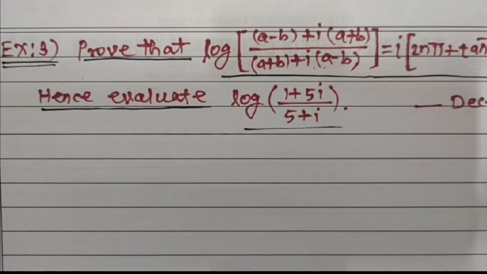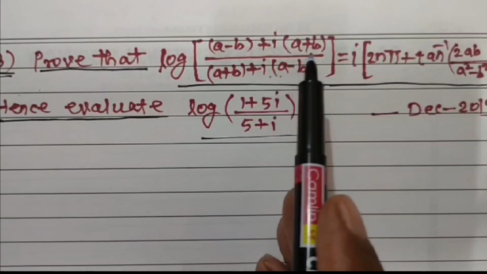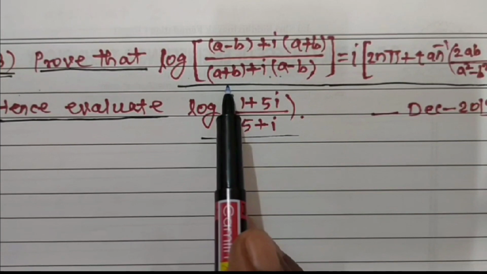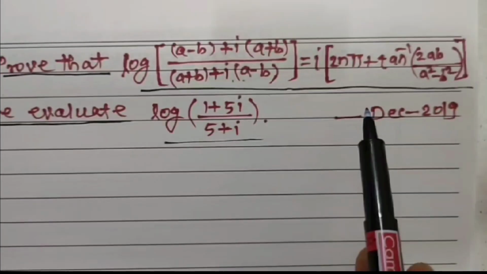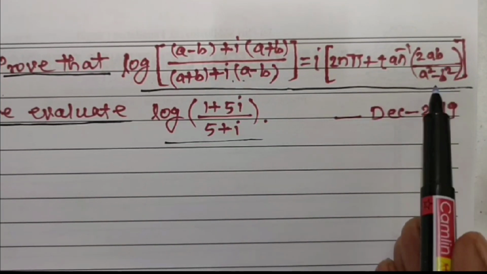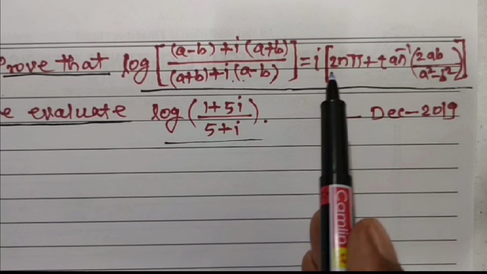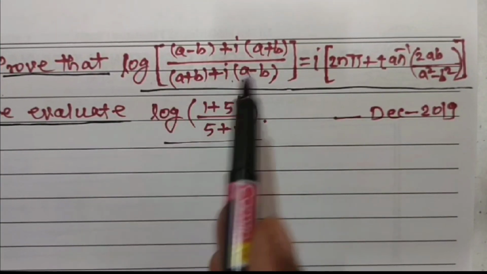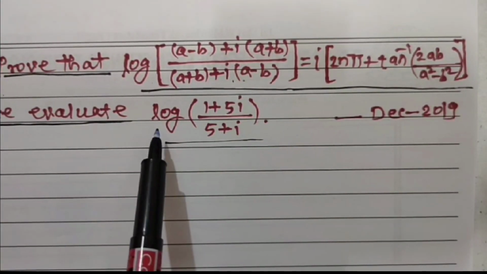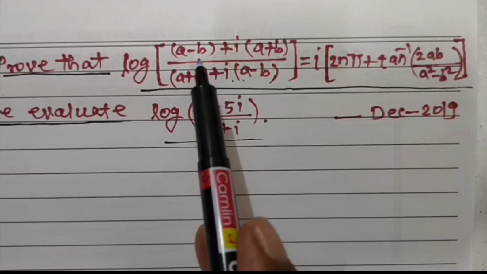Let us solve sum number 3. Prove that logarithm of (a minus b plus i into a plus b) divided by (a plus b plus i into a minus b) is equal to i into bracket 2nπ plus tan inverse of 2ab divided by a square minus b square. This 2nπ represents that we want the general logarithmic form of this complex number, and hence evaluate logarithm of (1 plus 5i) divided by (5 plus i).